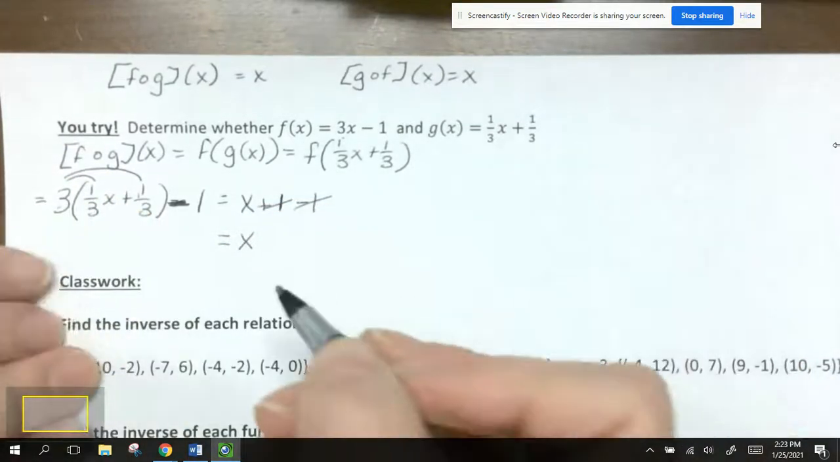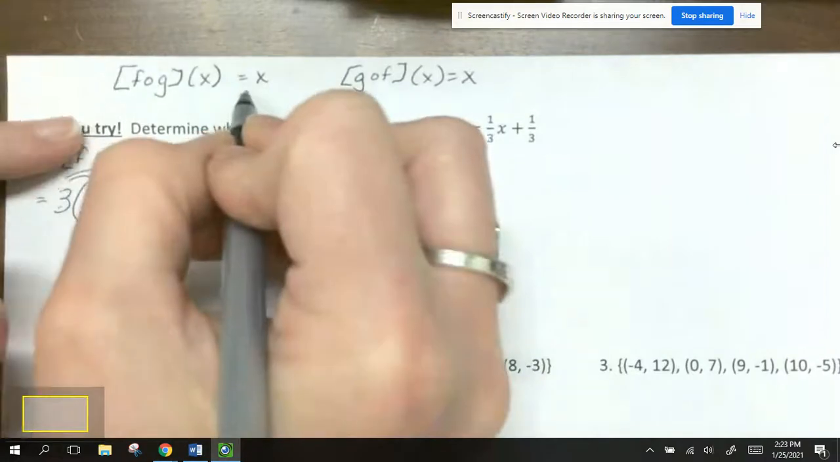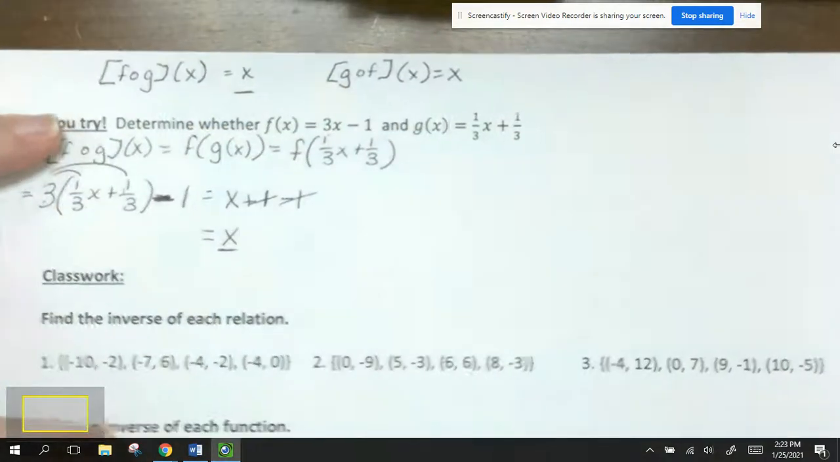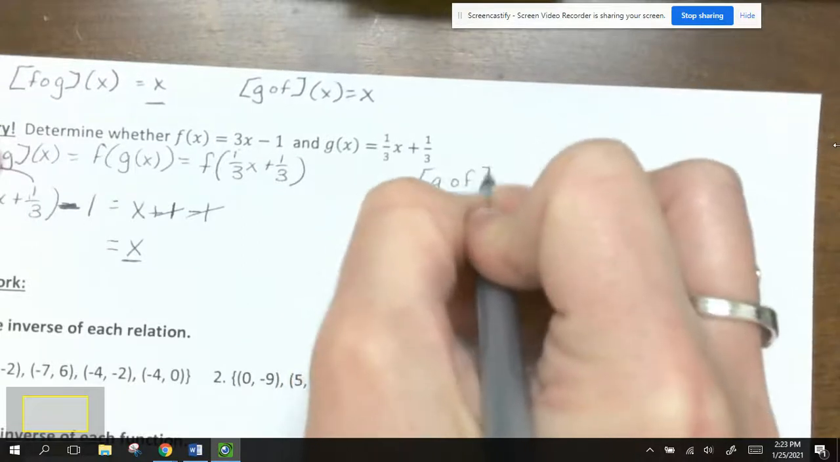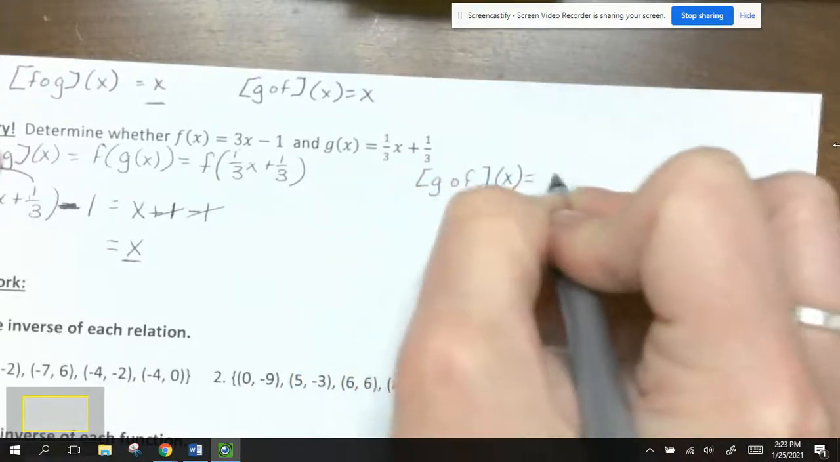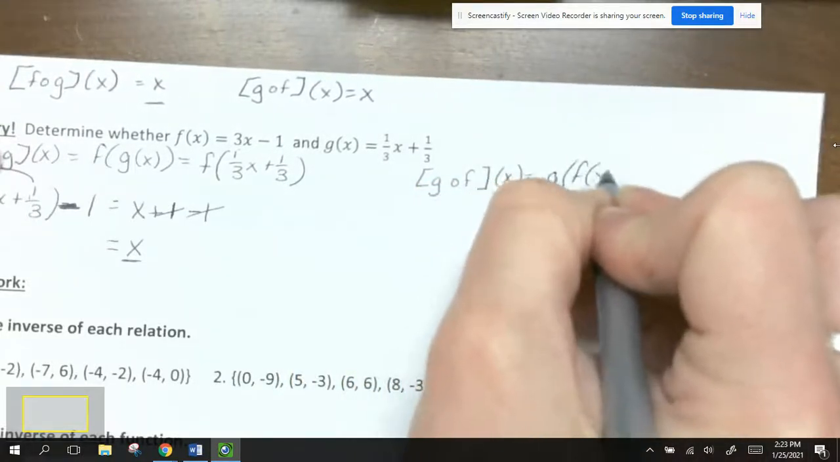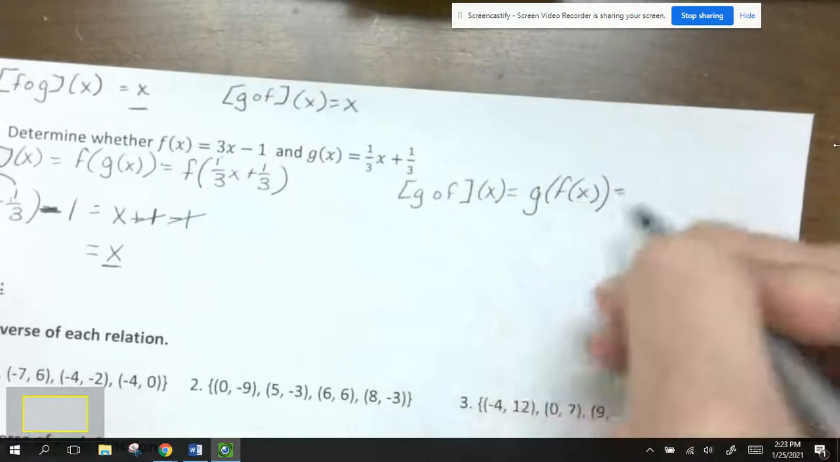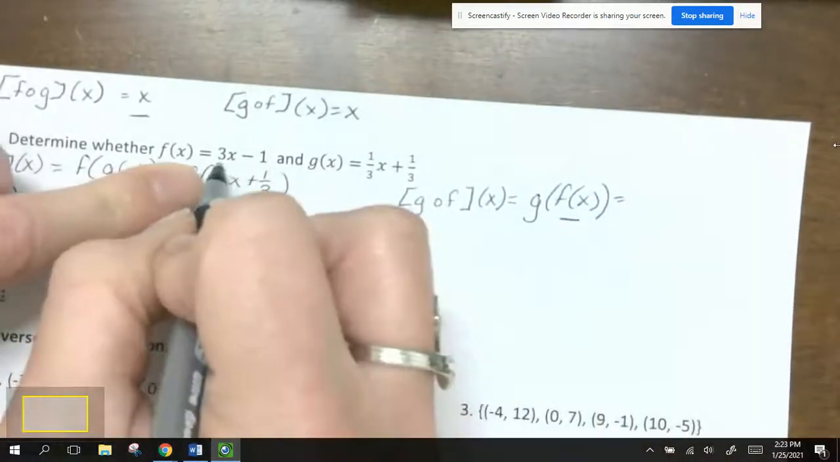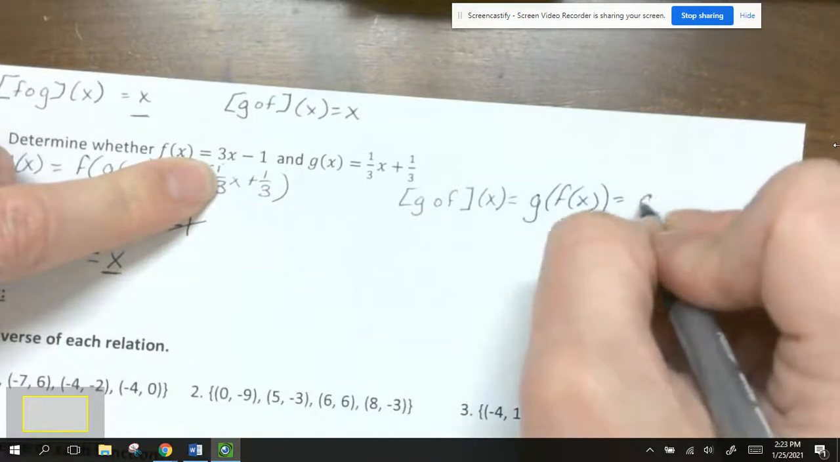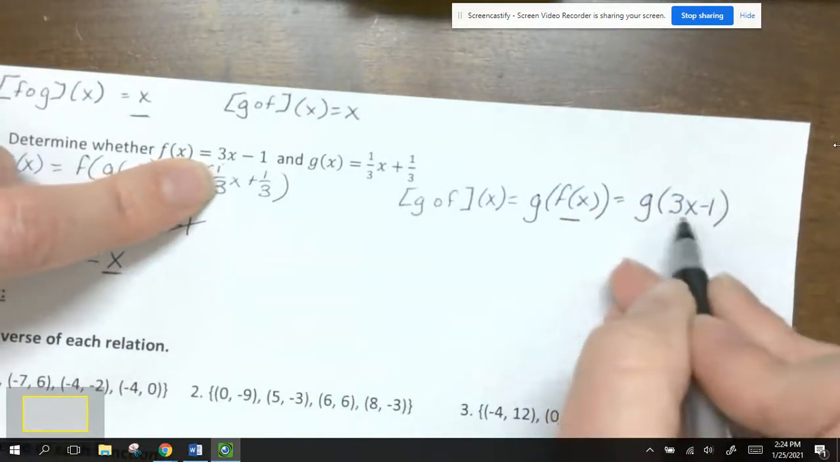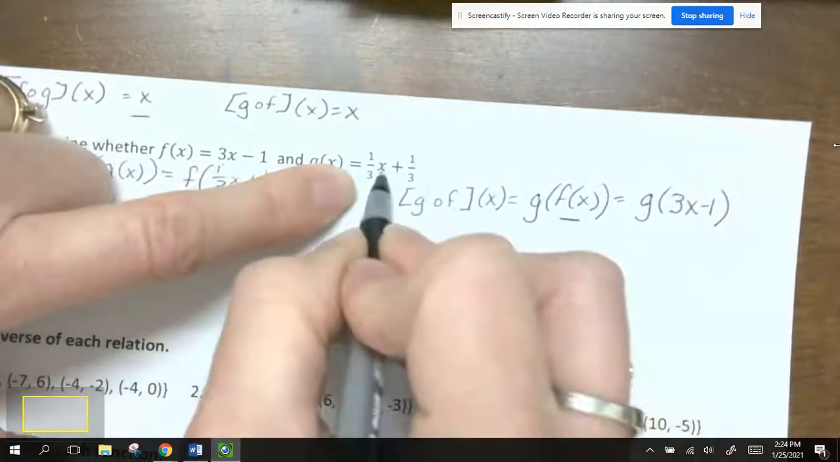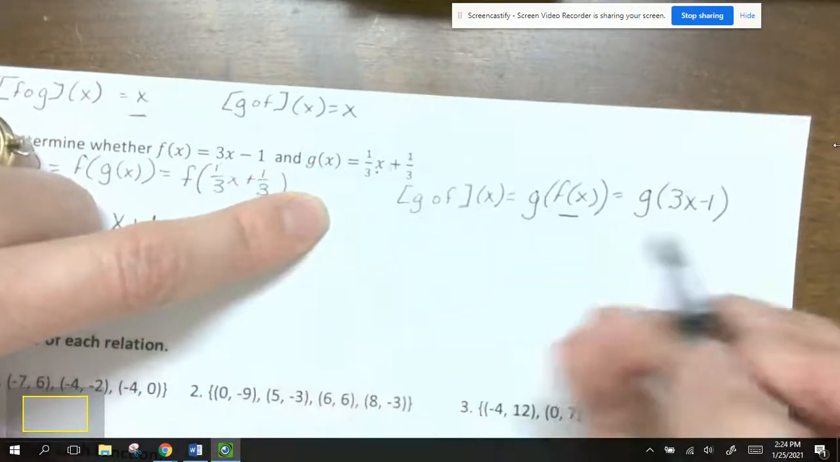This one's looking good. I ended up with x. Remember up here, that's what we wanted. Now let's see if the other one works out that way. Does g(f(x)) also equal x? So we're looking for g of f of x. We're going to replace this f(x) with this over here, so g of 3x - 1. Now we're going to replace this 3x - 1 for this x in g.